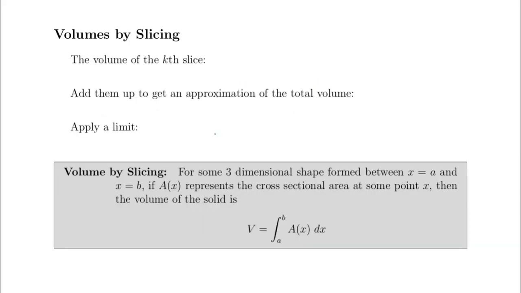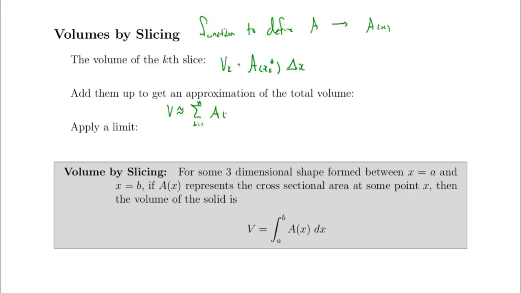So let's go ahead and do this. For the volume of the kth slice, we're going to hope to have some sort of function to define the area. We'll call it A of x. Then the volume of the kth slice is going to be A of x sub k star. That'll be the area of the face of that slice, and again, this is dependent on some x value in a little subinterval. We'll multiply it by a thickness, which we're going to call delta x. Then we can get an approximation by adding these all up. The total volume is approximately this sum from k equals 1 up to n slices of A of x sub k star delta x. This looks like a Riemann sum, so we can say our volume is exactly the limit as n goes to infinity of this Riemann sum.